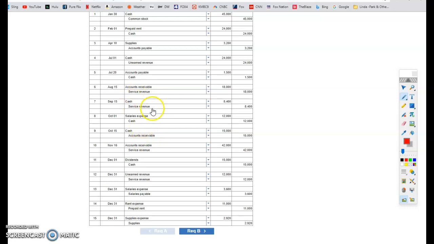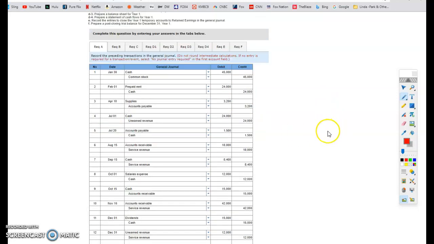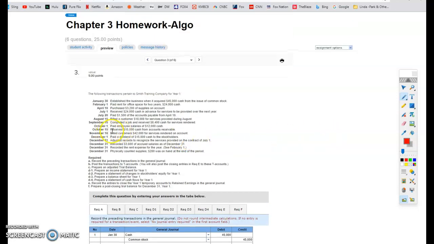Cash, debit, service revenue, credit. Oops, I said that wrong. Salary expense is the debit, cash is the credit. Sorry about that. All right, so let's go to October 15. October 15, received cash from accounts receivable.